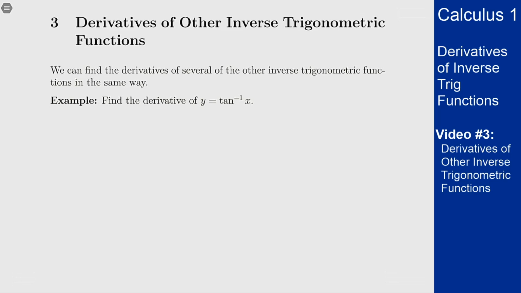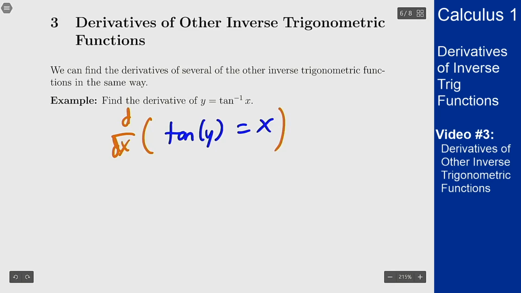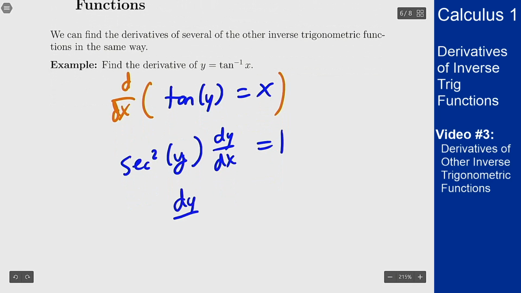How can I do that? Well, let's move the tangent to the other side by applying tangent to both sides. I get tangent of y equals x. I can then differentiate. The derivative of tangent is secant squared. Secant squared of y dy/dx equals 1. So dy/dx equals 1 over secant squared of y.